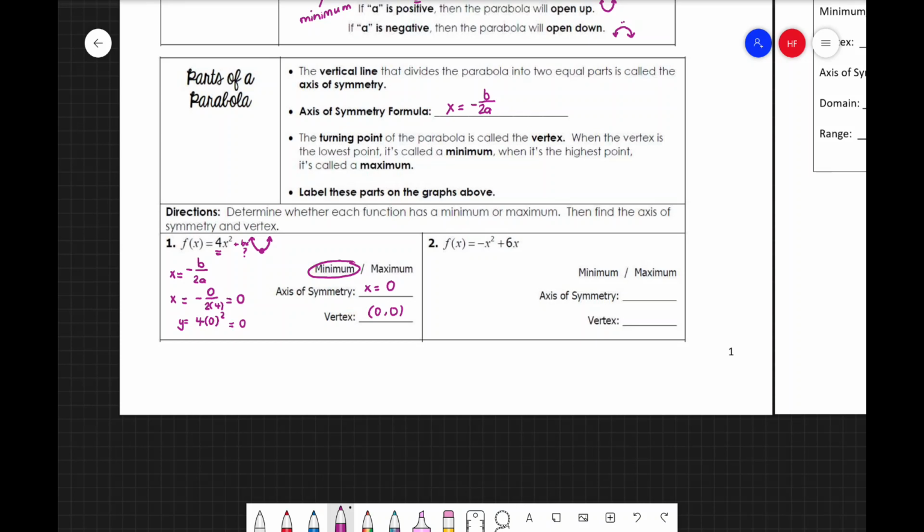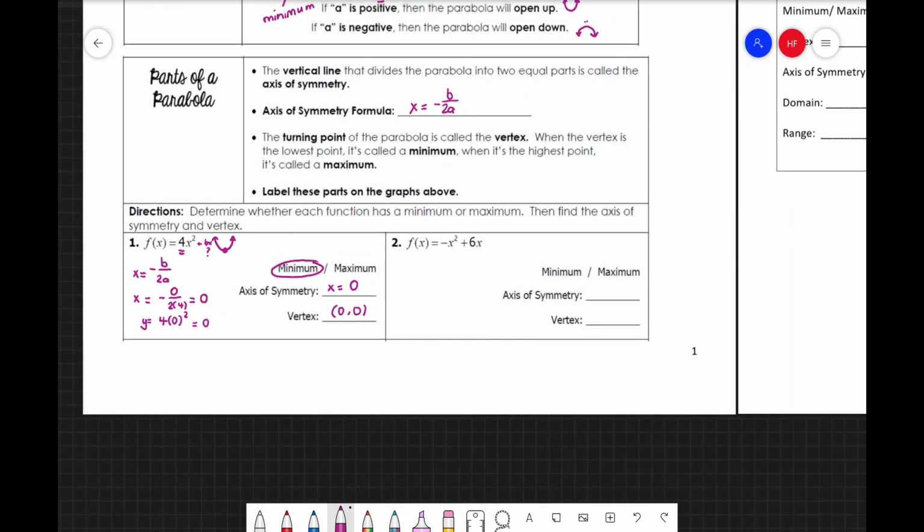Now on number 2, we have negative x squared plus 6x. So my a value is negative 1, b is 6, and c doesn't exist. If it helps you to write out a, b, and c, I know sometimes it does for me, then go ahead and write a equals, b equals, and c equals, and then get started.